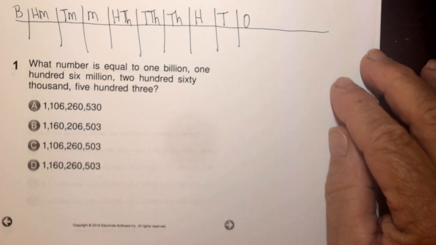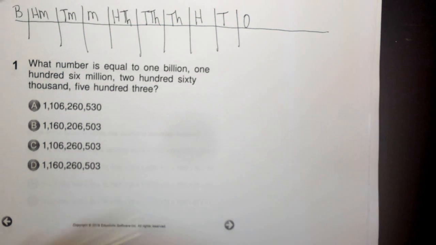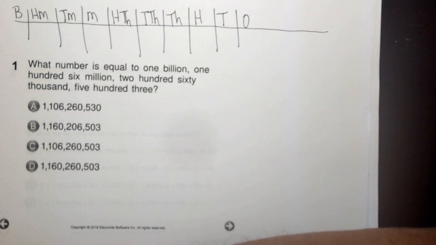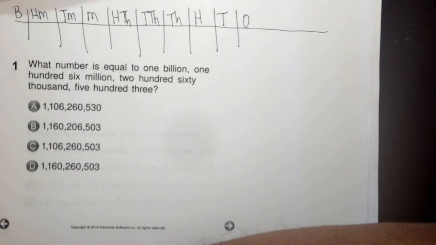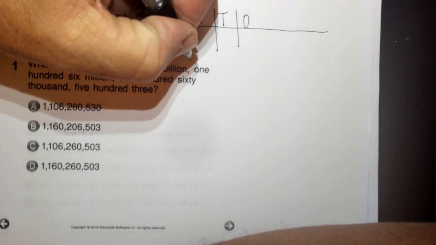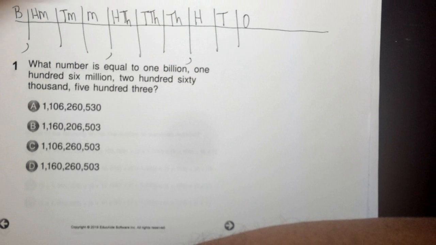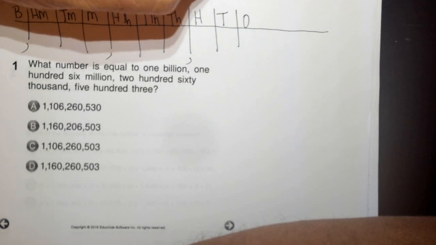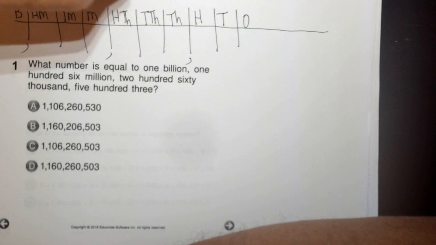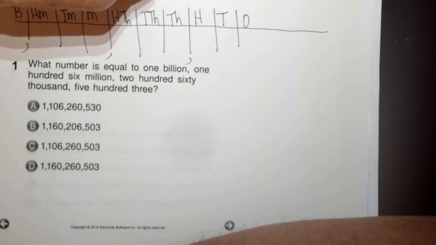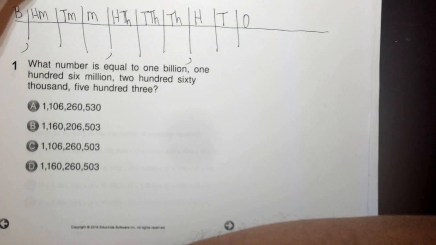Now, remember we have things we call periods, and they're really confusing for some people, but they're separated by commas when we have a number. And it's every 3 digits from the ones place that we have a comma. So this is the ones period, thousands period, millions period, and this is part of the billions period.